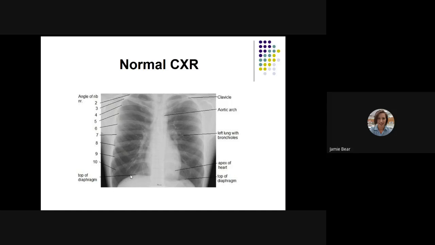Now these costophrenic angles are cut off. So we'll look at a better image where you can see the costophrenic angle, which is supposed to be down here. And here are the different ribs. So here are the varying ribs that we see.